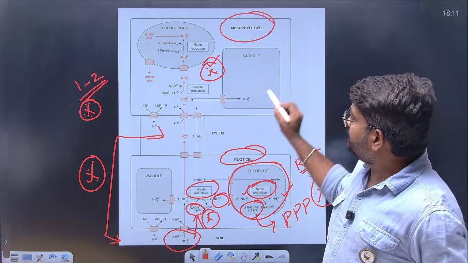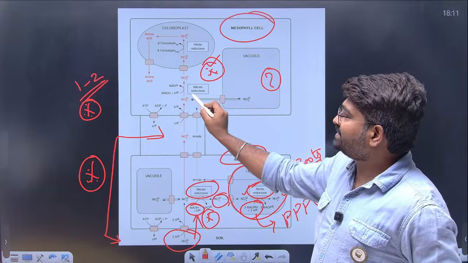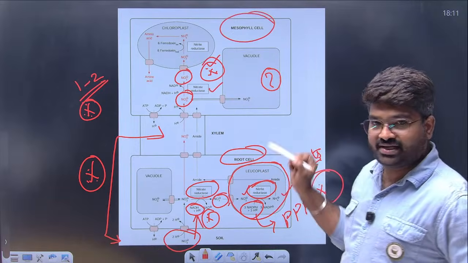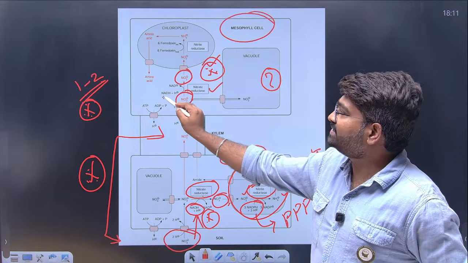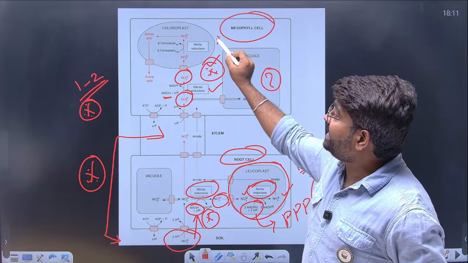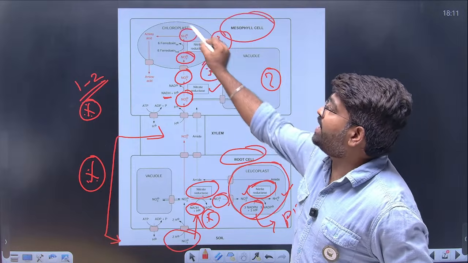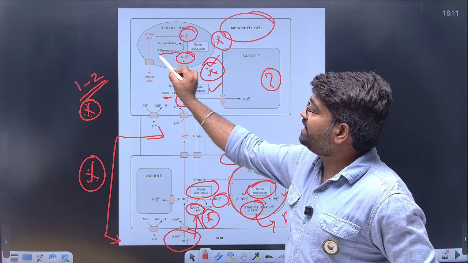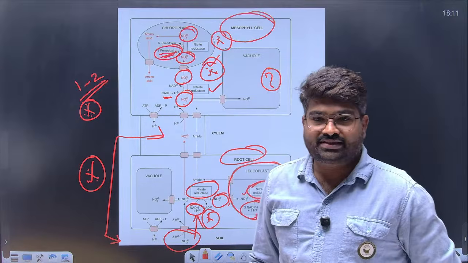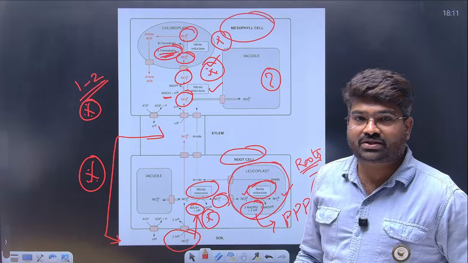But in shoot, in leaves, what will happen? Same thing only. Nitrate will be converted into nitrite by the action of nitrate reductase. Here also NADH is the electron source. But you have to observe here clearly. Here for converting nitrite to ammonia, the source of electron is reduced ferredoxin. This is a very important question, students. This is a very important concept also.